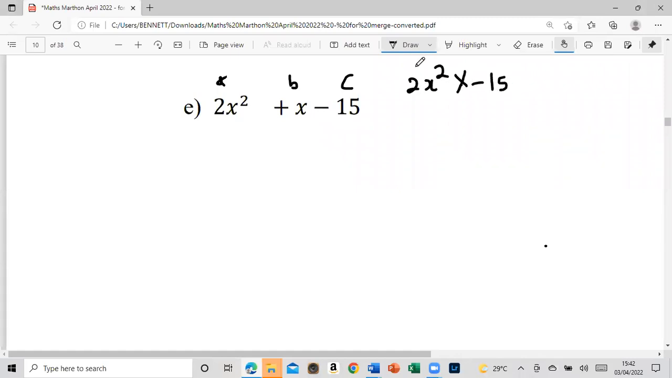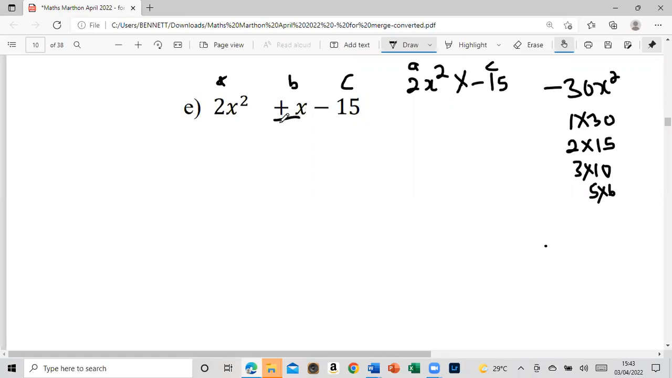So multiply A times C, and that will give us negative 30x squared. So next, we list all the factors of 30. So it's 1 times 30, 2 times 15, 3 times 10. All the numbers that can give you 30, right? And 5 times 6. Which of these pairs can give you 1? 5 and 6, right?